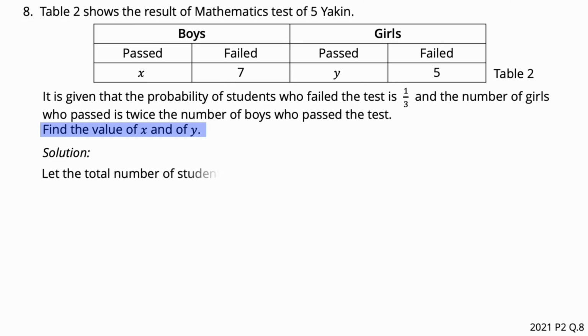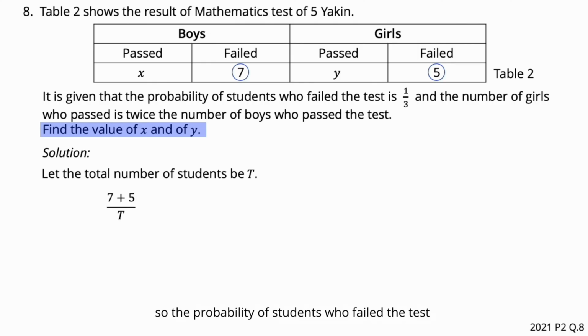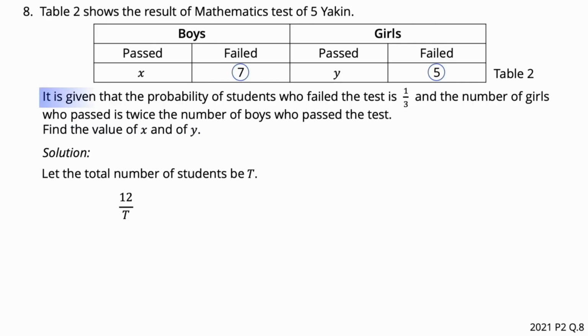Let the total number of students be t. 7 boys and 5 girls failed in the test. There are 12 students who failed in the test. So, the probability of students who failed the test can be written as 12 over the total number of students. It is given that the probability of students who failed the test is 1 over 3.